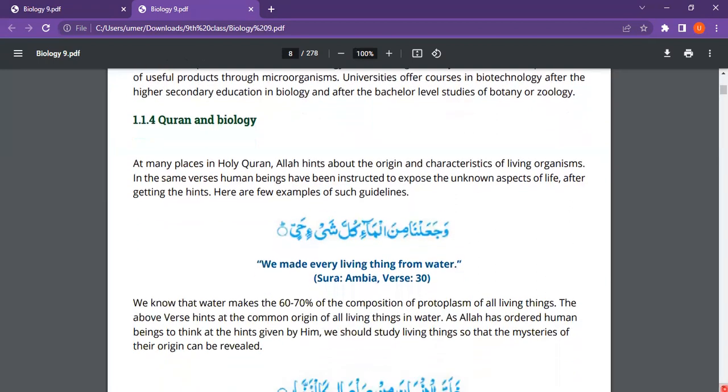Quran and biology. At many places in the Holy Quran, Allah hints about the origin and characteristics of living organisms. In the same verses, human beings have been instructed to expose the unknown aspects of life after getting the hints. Here are a few examples of such guidelines.